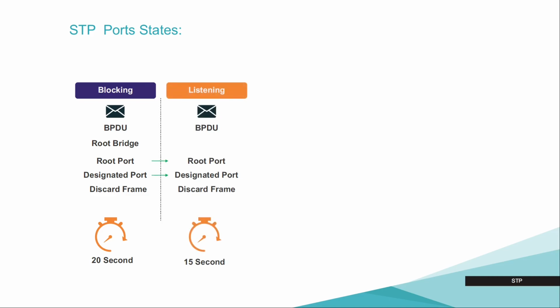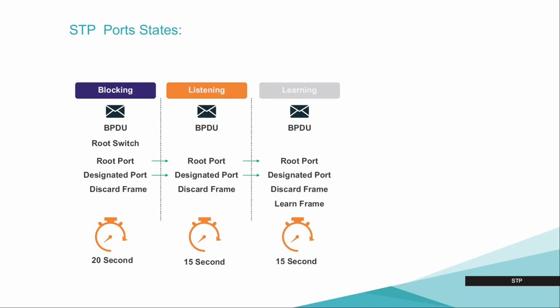After that, we have the listening state. In that state, the interfaces will keep exchanging BPDU messages. The root port will move to that state. Also the designated port. No frame will be forwarded in that state. This state takes 15 seconds. After that, we have the learning state. In that state, the ports will exchange the BPDU message. Root port and designated port will move to that state. There is no frame forwarded. However, the interfaces in that state will start to learn frame MAC addresses. This state takes 15 seconds.